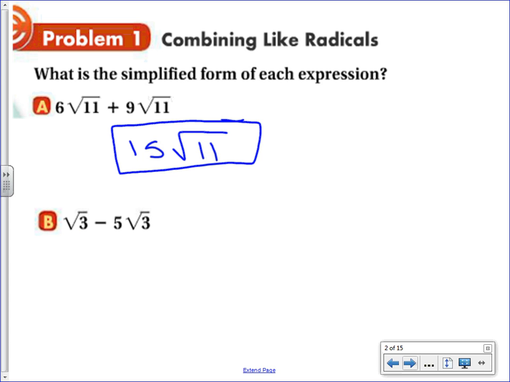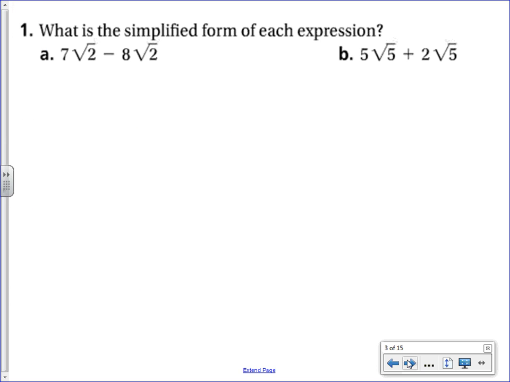On the bottom one, check to see if the numbers inside the radicals are the same. They're both a 3, so we can subtract them. The number out front here is a 1, so 1 subtract 5 would be negative 4. Keep your inside number the same, which is 3. On this one right here, 7 subtract 8 would give you negative 1 square root of 2.